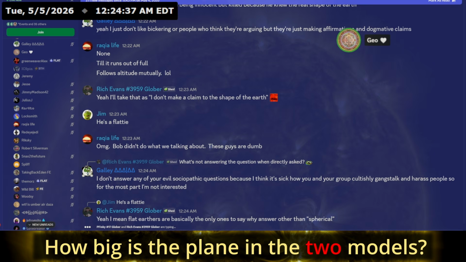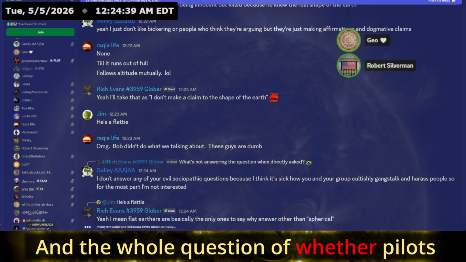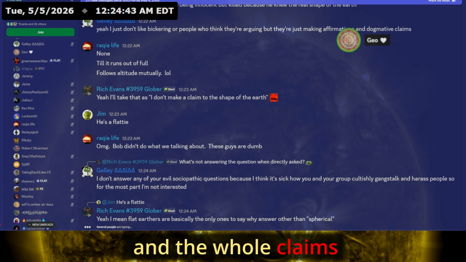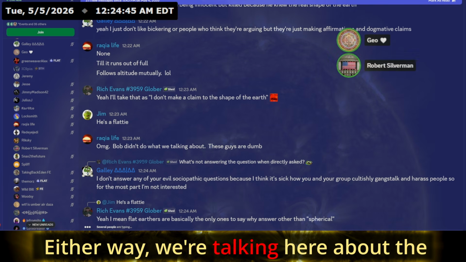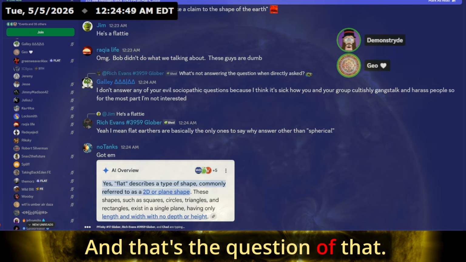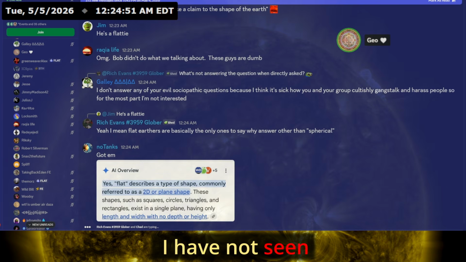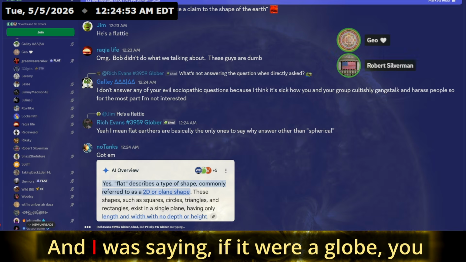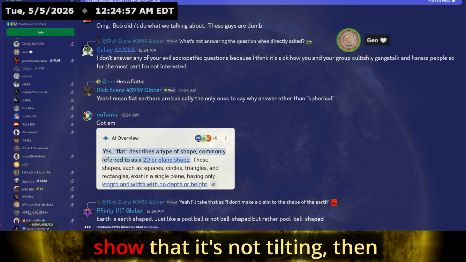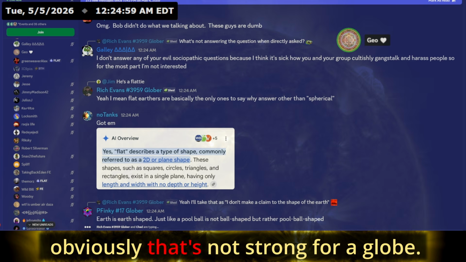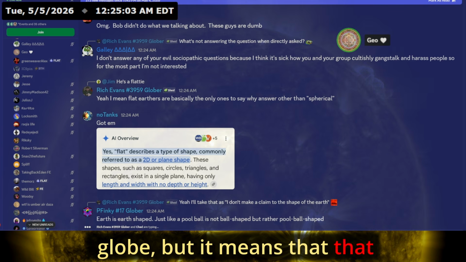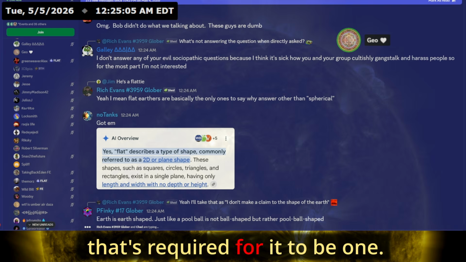There's a discrepancy in the two models, and the whole question of whether pilots have to purposely force their nose down or not, and the claims of gravity and all that. Either way, we're talking here about the actual tilting in orientation. I have not seen gyroscopes substantiate that. If the evidence showed that it's not tilting, then obviously that's not strong for a globe. If it showed that it was, it doesn't mean that it is a globe, but it would be one thing that's required for it to be one.